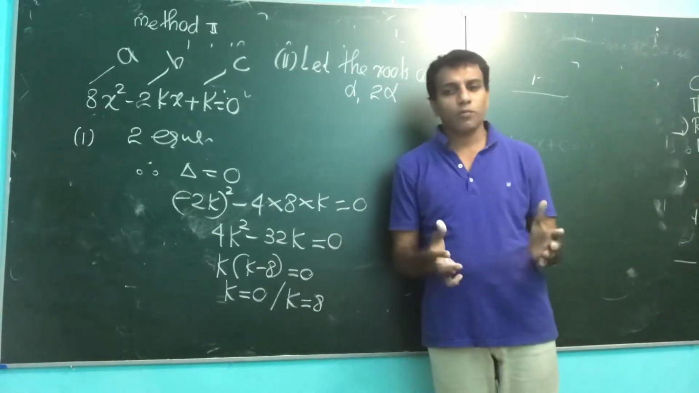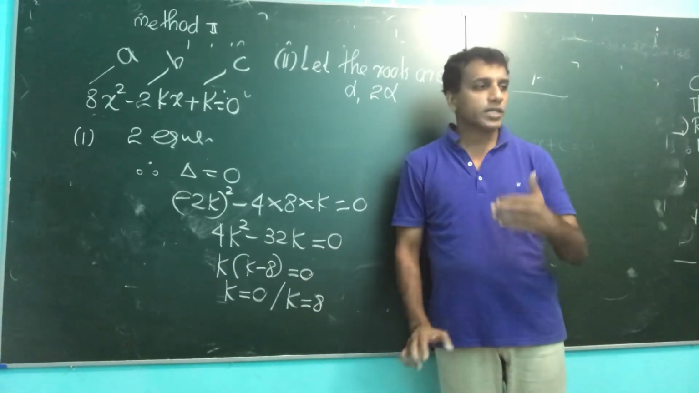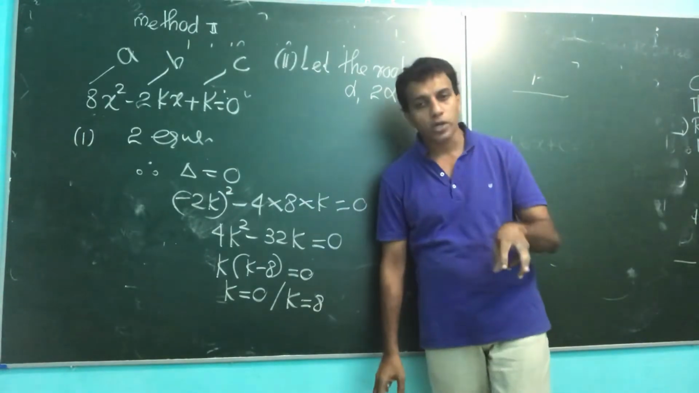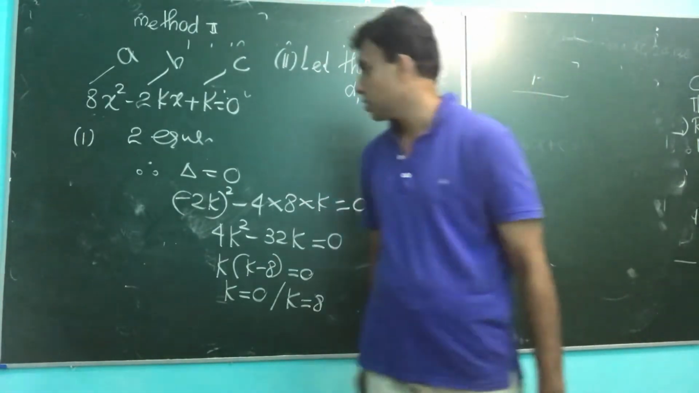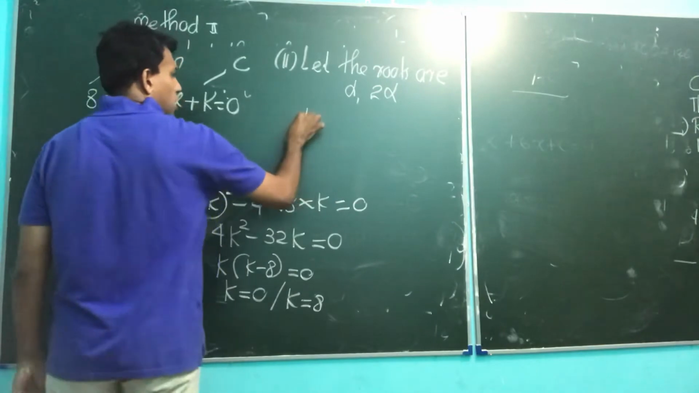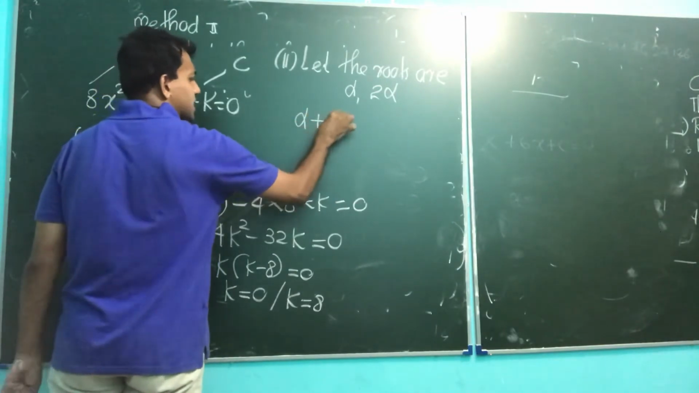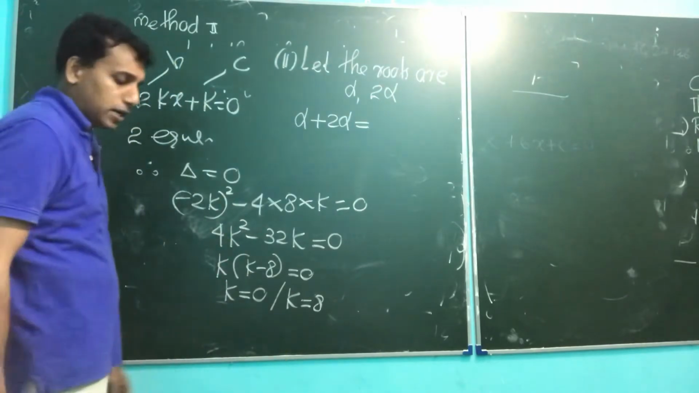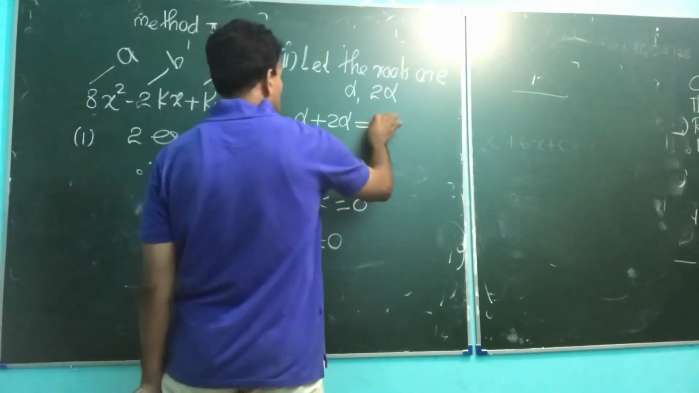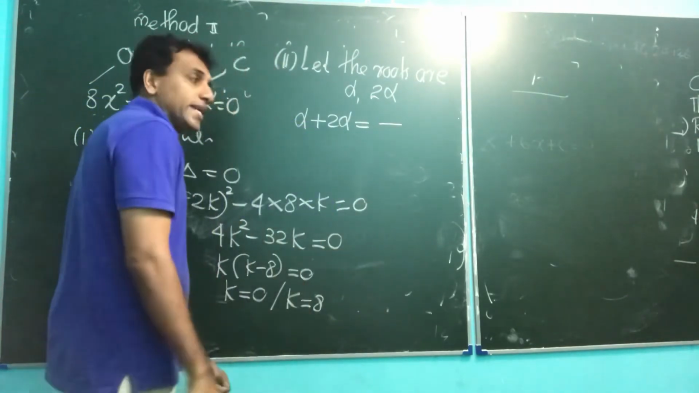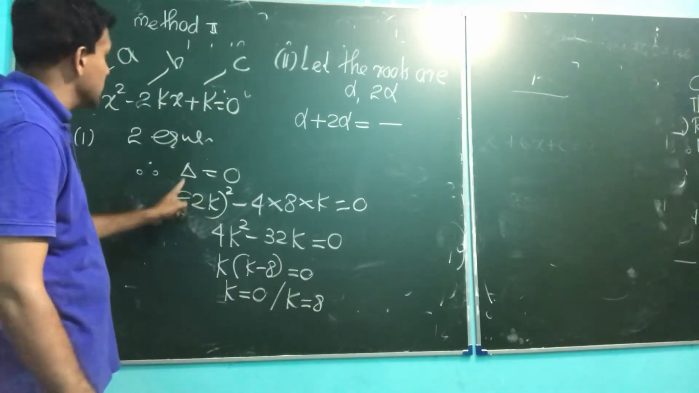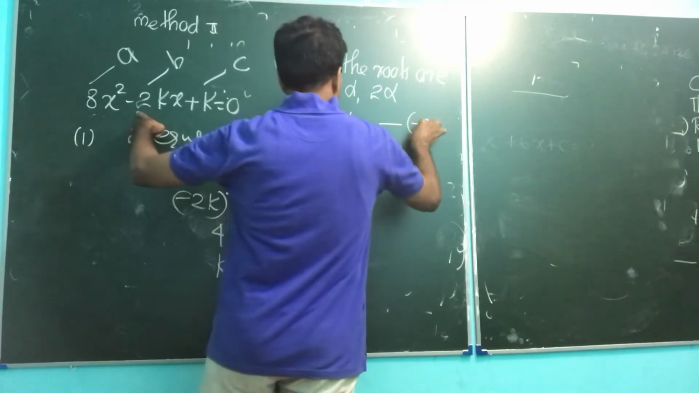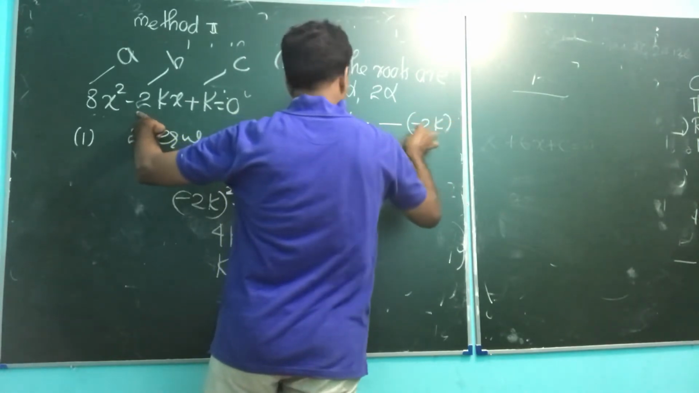Now follow. Since I mention alpha, try to remove the alpha from the equation using the sum of the roots and the product of the roots. So alpha plus beta equals minus b over a. Minus b over a. What is here? B over a: minus 2k, A is 8.